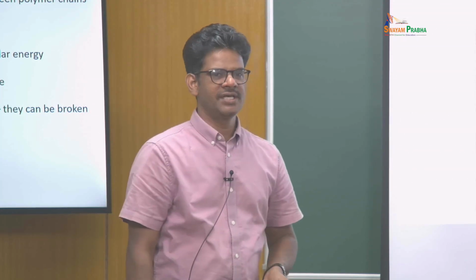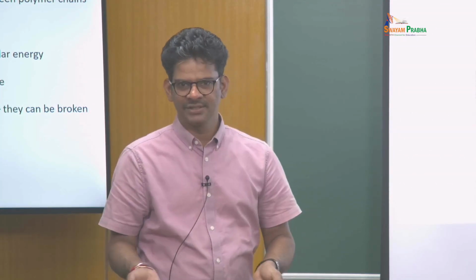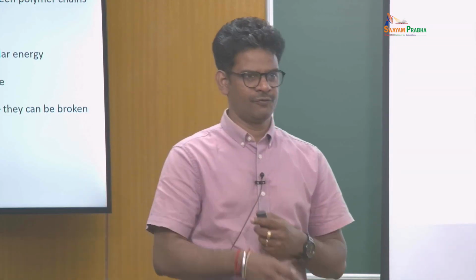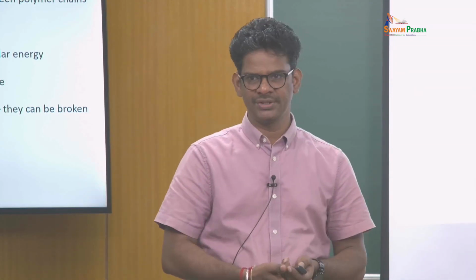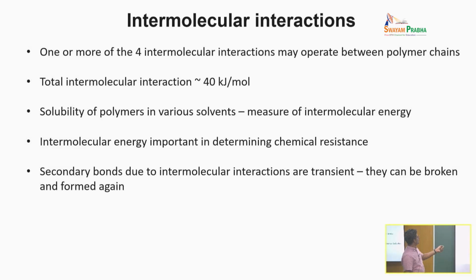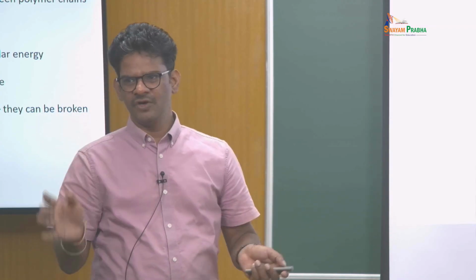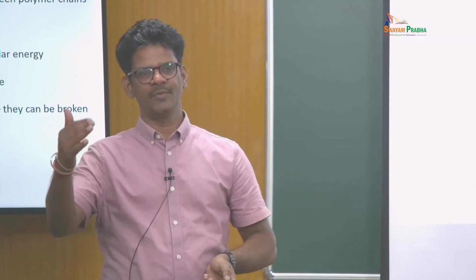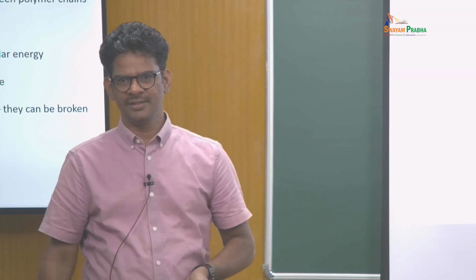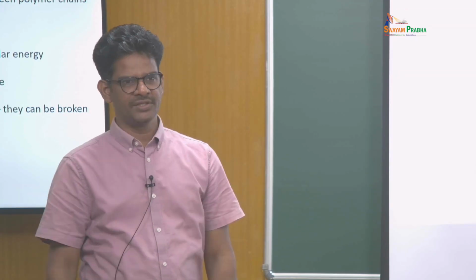It is not necessary that for a given pair only one of them should act. Actually, a combination of all 4 is also possible depending upon the situation. So you can have one or more of the 4 intermolecular interactions operating between atoms, between polymer chains. And if you sum up all the possible interactions, you can probably go maximum up to 30-40 kilojoules per mole, which is still about 10 times smaller than the primary C-C bond interactions.